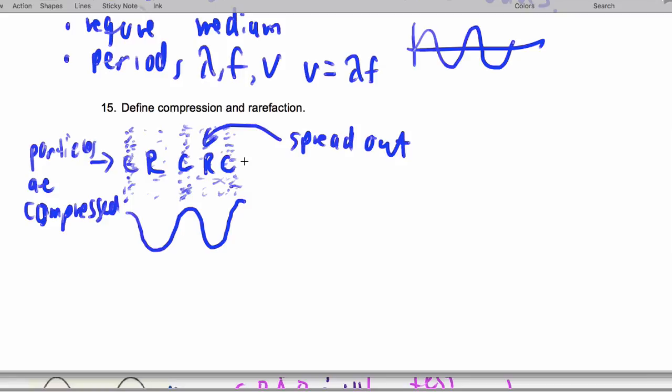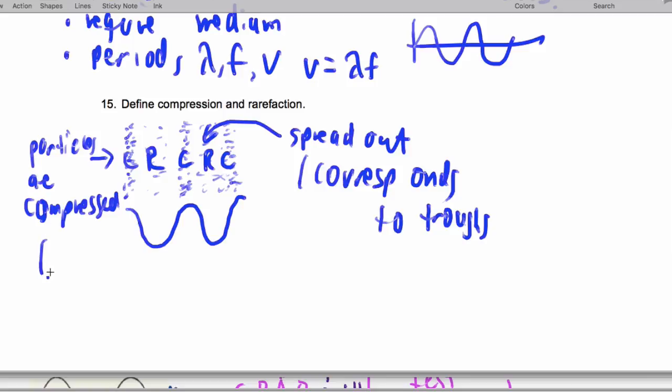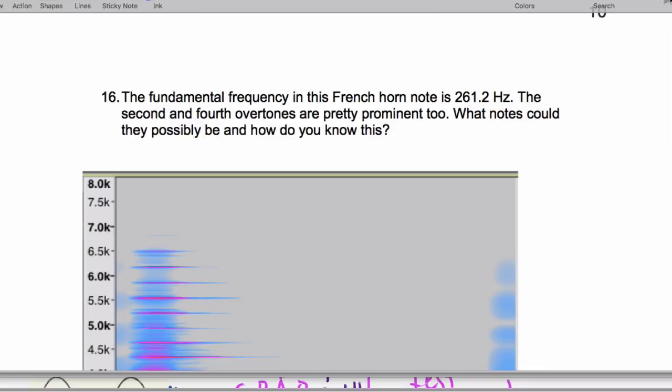Okay. Kind of keeping that in mind, we continue with this spread out like this for the rarefaction, then compression. And then what we'd also say is that rarefaction corresponds to troughs, and compression corresponds to peaks or crests. All right, so that's kind of a redo.